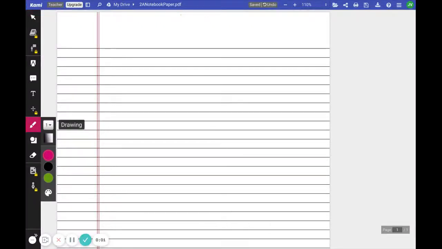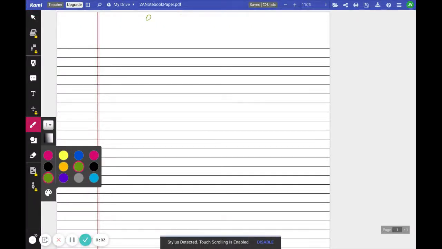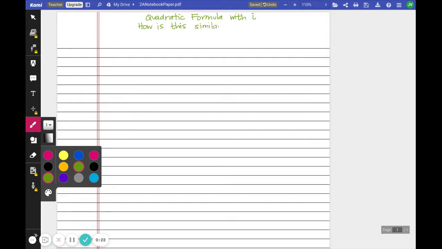Hey guys, we are doing some quadratic formula today, and we've done quadratic formula, but today we are doing quadratic formula where the result might have an i in it, okay? And so the question I want you thinking about is, how is this similar to the regular quadratic formula that we've done?